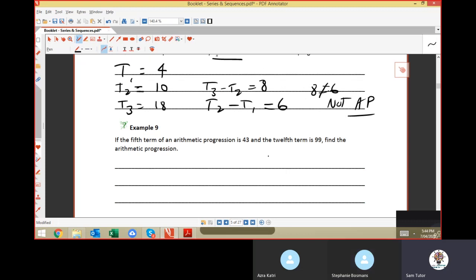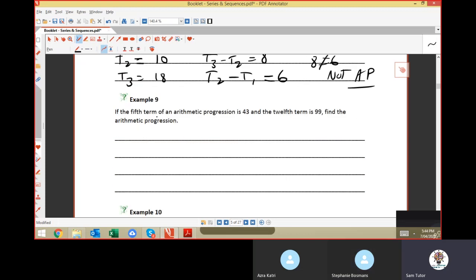Yep. If the fifth term of an AP, this is what we were doing the week before, straight away I write n equals 5, of an AP is 43, that means T5 equals 43. And the 12th term is 99. T12 equals 99. Find the AP, find the actual arithmetic progression.